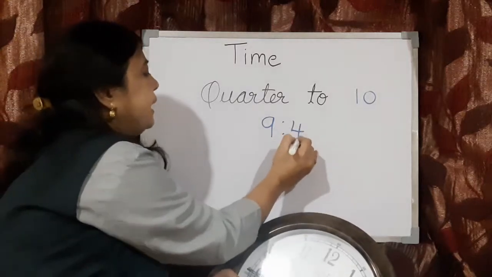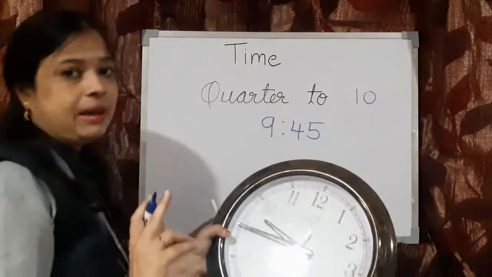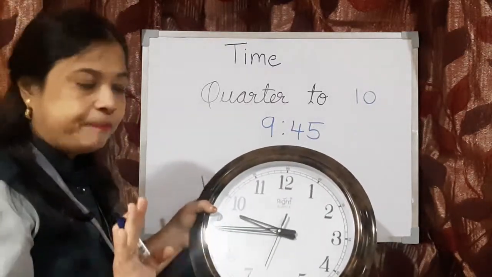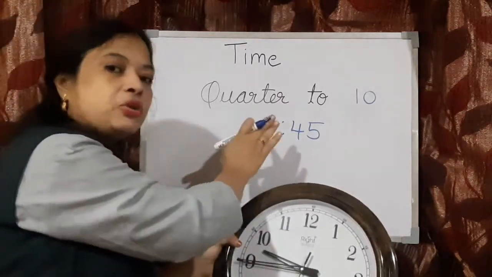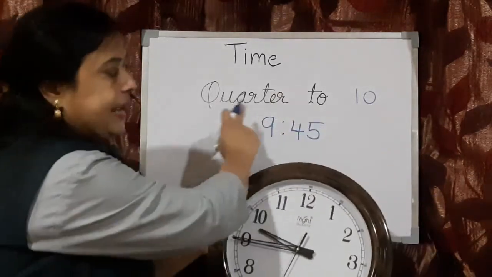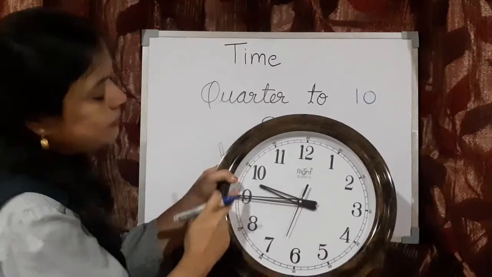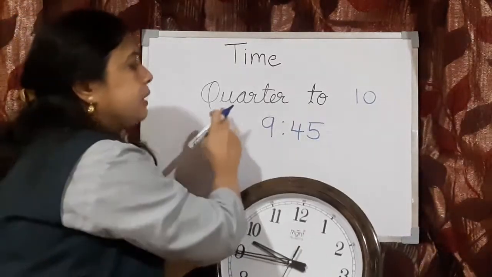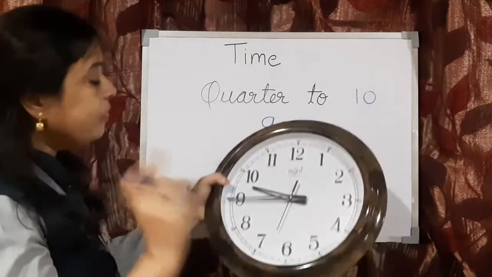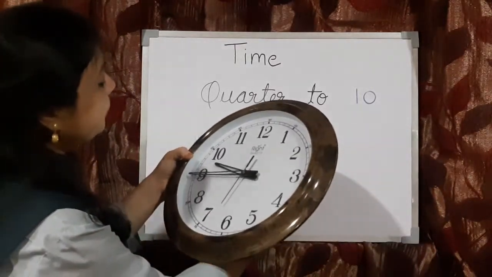So in quarter to, you have to always remember children, in quarter to, not in quarter past, not in half past. But in quarter to you have to remember that whenever we are writing in a sentence, then as per the timing we will write down quarter to 10, but digitally we will write down 9:45. One more I will show you.